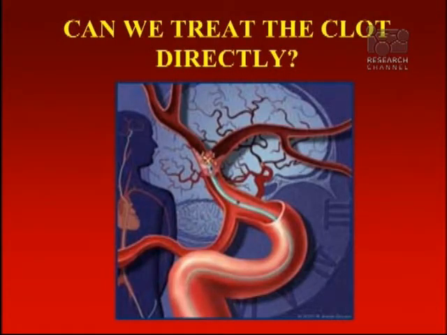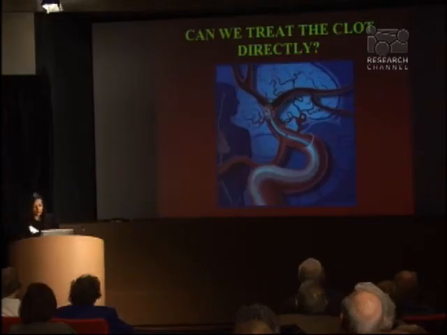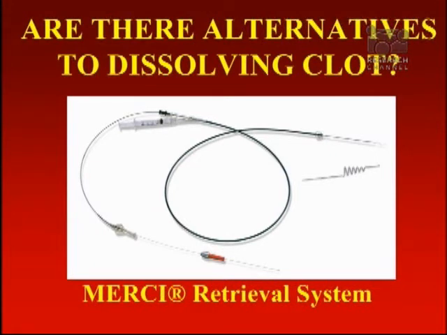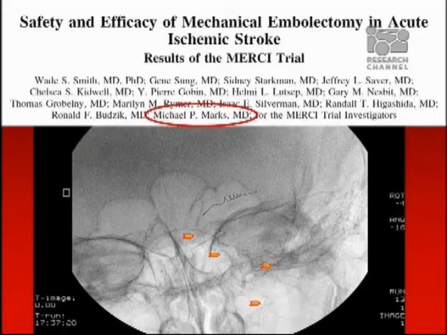This is a blood vessel with the catheter, the blue thing, coming up through it. And this is the clot, and it's delivering TPA right at the site of the clot. So are there alternatives to dissolving the clot? Is it possible to maybe just remove the clot? Enter the Merci device.